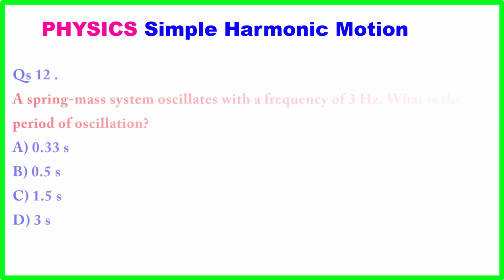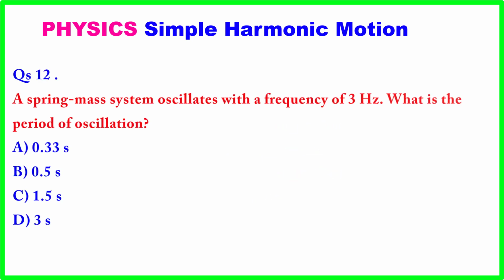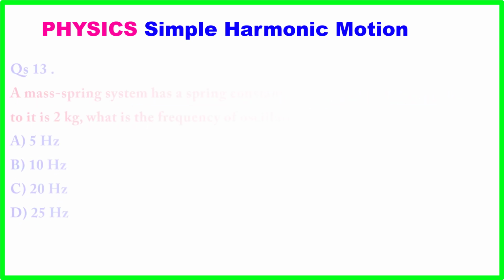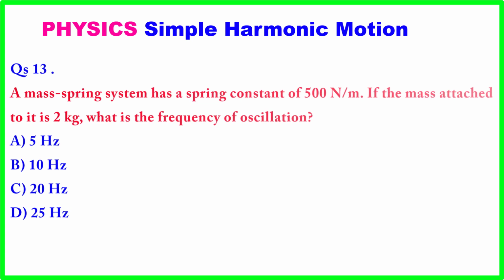A spring mass system oscillates with a frequency of 3 Hz. What is the period of oscillation? 0.3 seconds. A mass spring system has a spring constant of 500 Newton per meter. If the mass attached to it is 2 kg, what is the frequency of oscillation? 5 Hz.